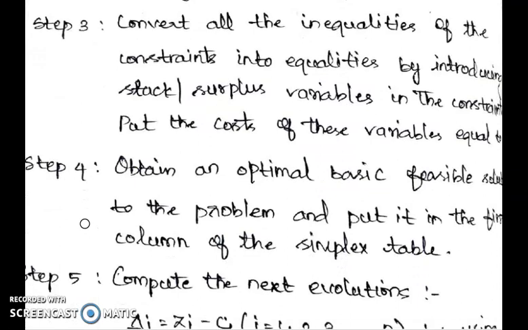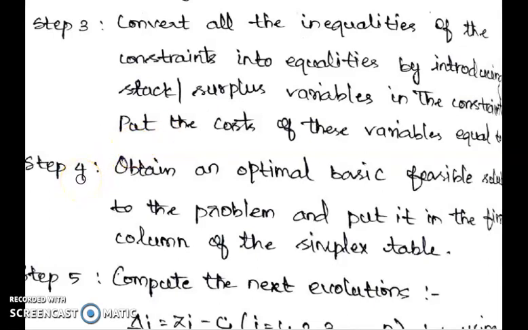Step 3. Convert all the inequalities of the constraints into equalities by introducing slack or surplus variables. What do slack and surplus variables mean? Slack means if your equation is less than or equal to, we have to add a slack variable. If it is greater than or equal to, we have to use a surplus variable in the constraint. Put the cost of this variable equal to 0.